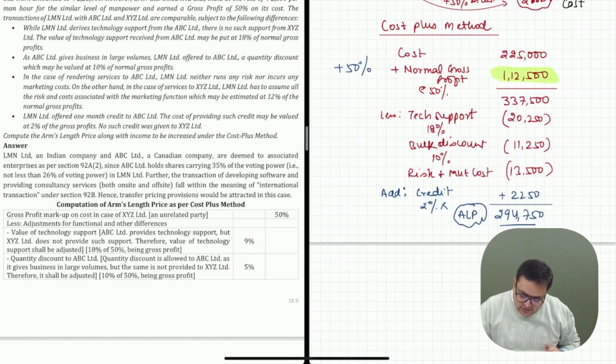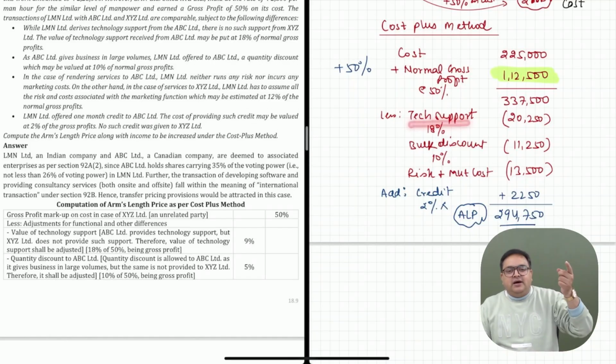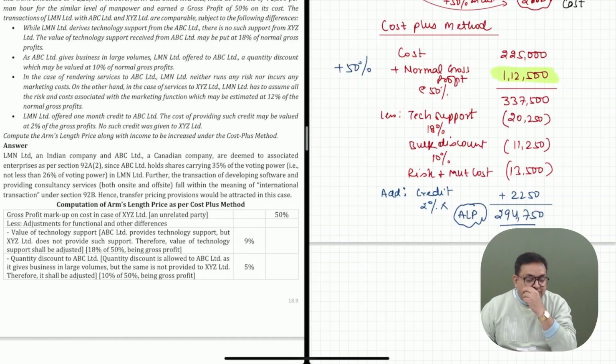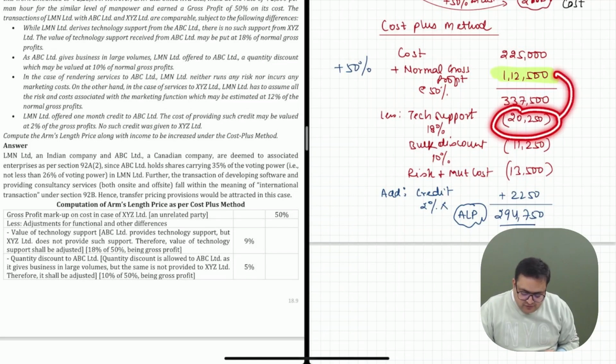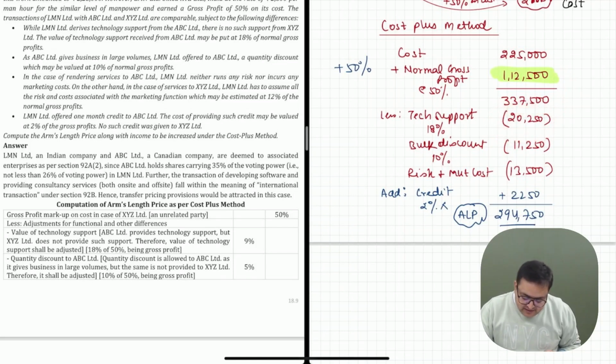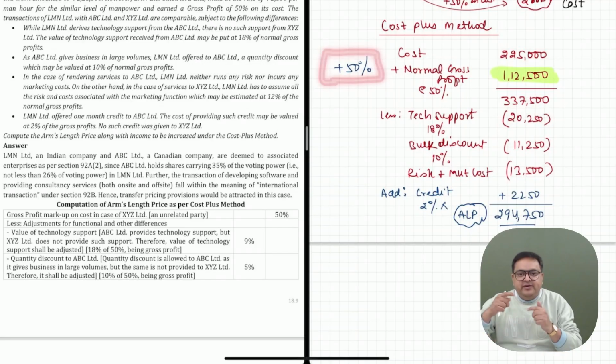So my cost is 2,25,000 and I have to add 50% over here. Now what they were saying is that due to tech support, because our associated enterprise is providing tech support, they are actually getting an advantage of 18%. 18% of what? 18% of the normal gross profit. So I have calculated amount-wise. If you see the numbers, this is 18% of my gross profit, right? But let's say, for example, I have only percentage. So what I'll do, I will subtract 18% of this 50%.